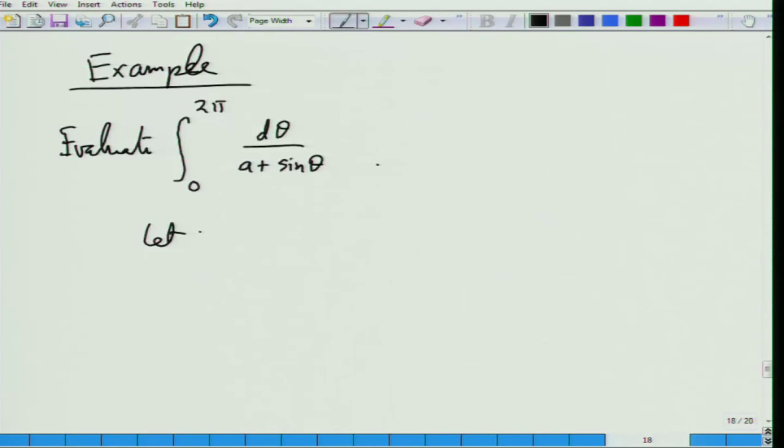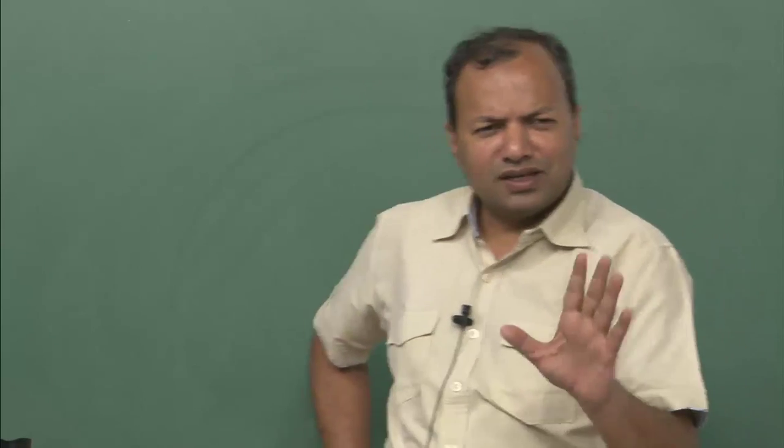So let z be e to the I theta, which is therefore cos theta plus I sin theta. So what is sin theta in terms of z? Z bar? No, you don't want to get z bar. Z bar is, by the way, did I talk about this?